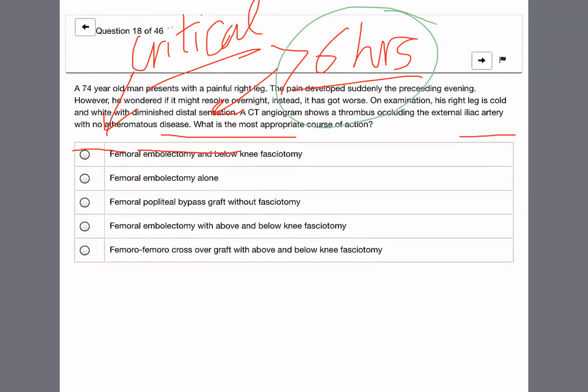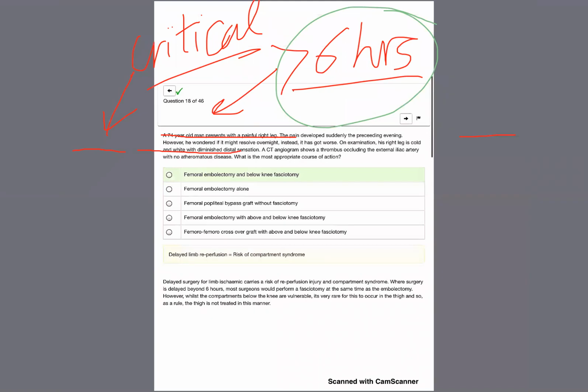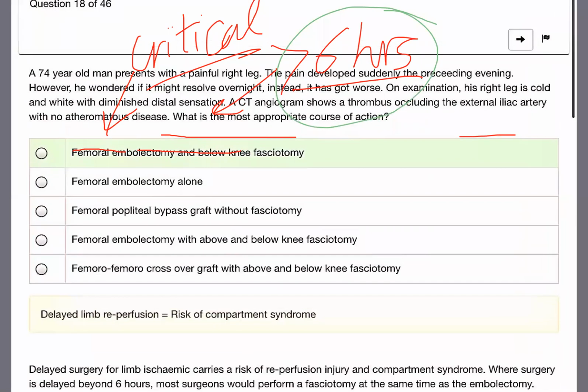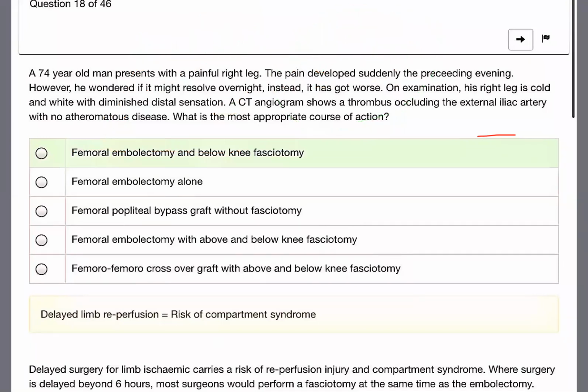More than 6 hours, as we said at the start of our discussion. Embolectomy plus fasciotomy; we just discussed it yesterday with Dr. Dafer, Dr. Basharat and Dr. Ahmad Dawaid. We said that if it is more than 6 hours, we will go for fasciotomy for fear of reperfusion injury. And embolectomy because it is a right leg, cold and white with diminished distal sensation.